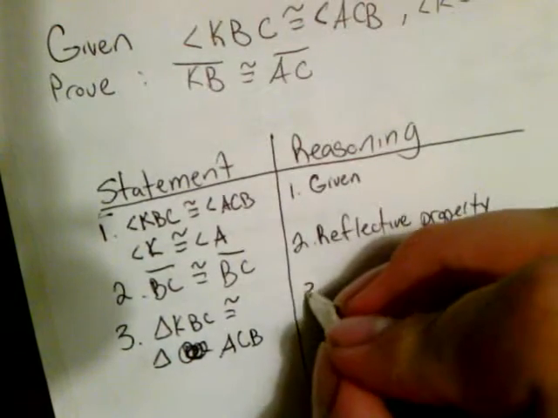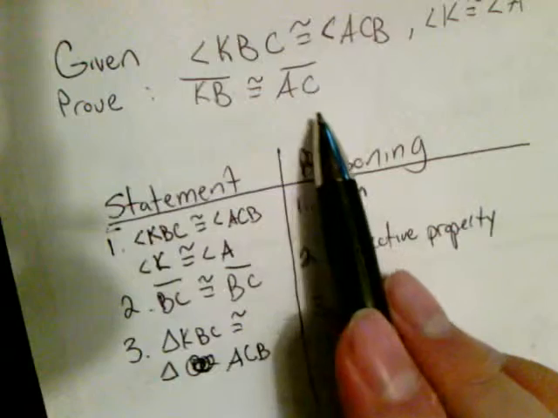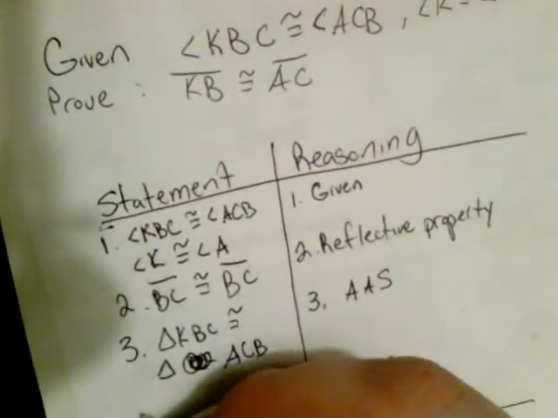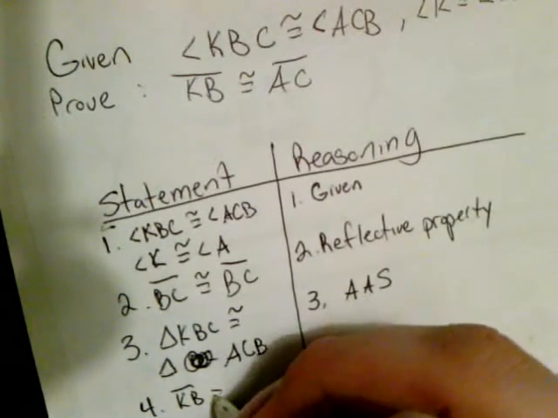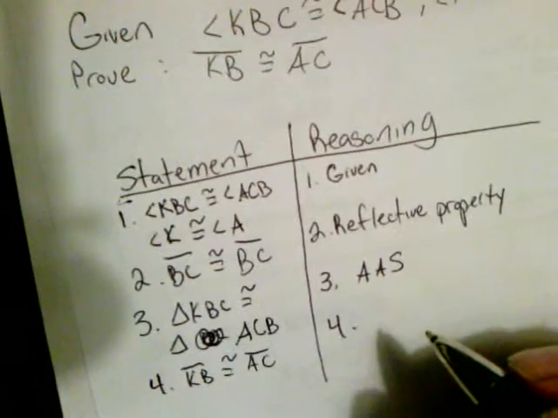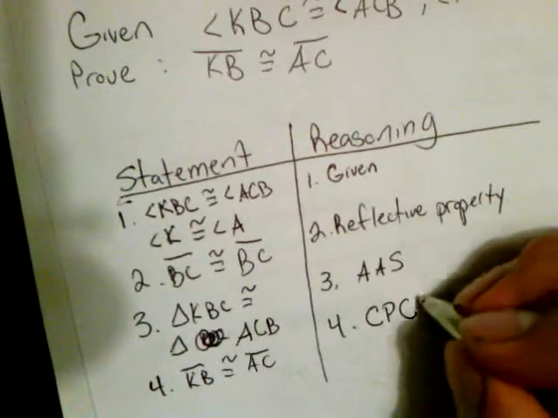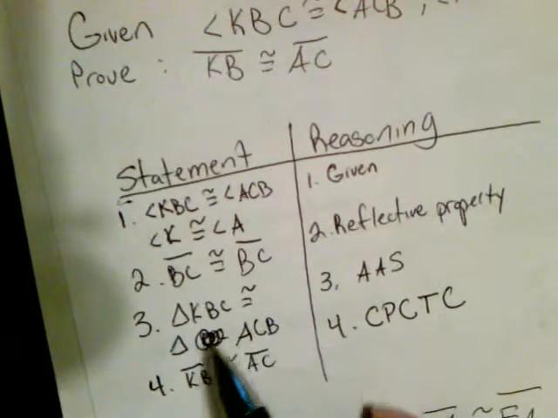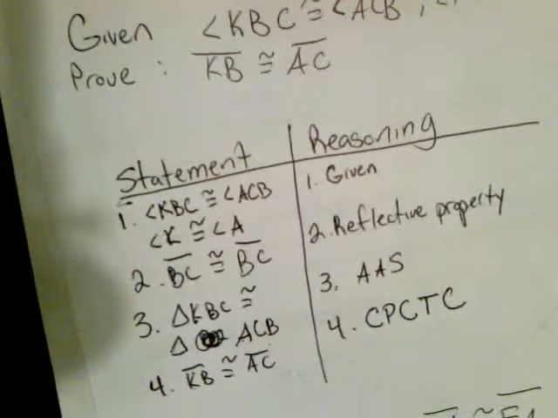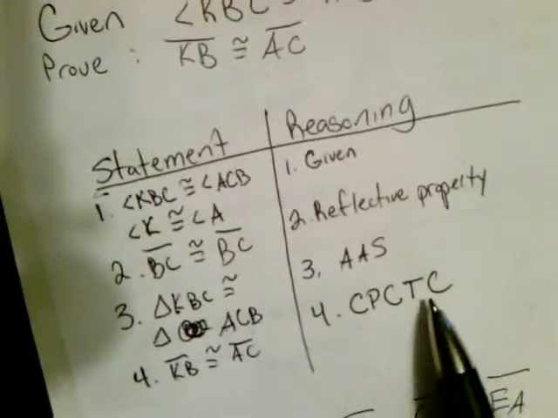Why do we know these are congruent? Angle, angle, side. Now, last but not least, we had to prove that these two sides are congruent. Well, now that we've proven that the two triangles are congruent, we can just say that KB is congruent to AC. Why can we say that? Well, we just proved that the two triangles are congruent. So because of what we just learned, corresponding parts of congruent triangles are congruent. As you can see, KB and AC are corresponding parts, so KB is congruent to AC. We just shorten it by saying CPCTC.